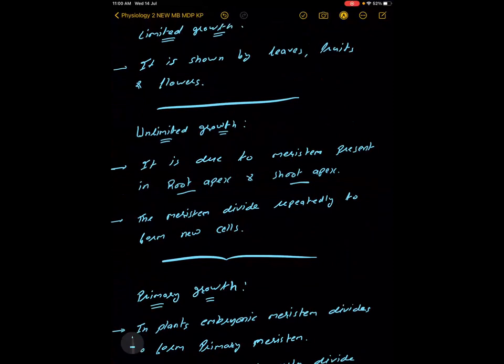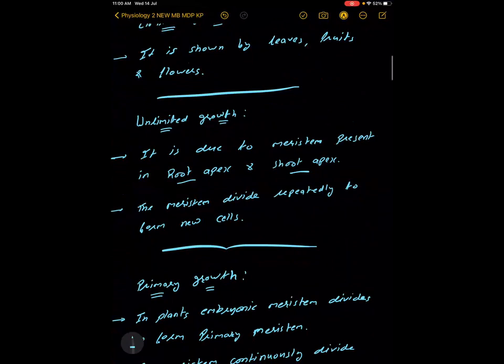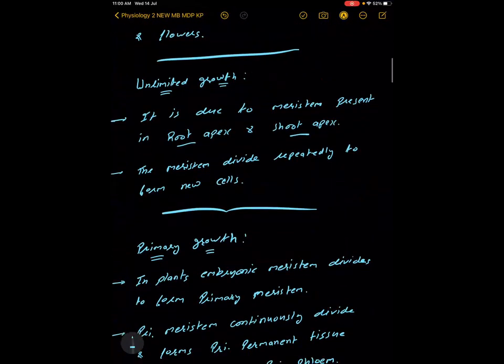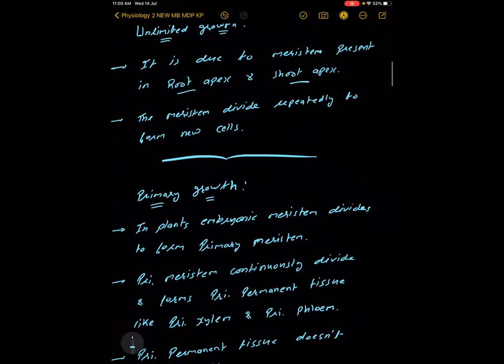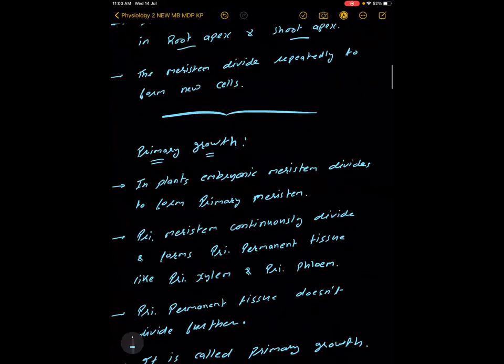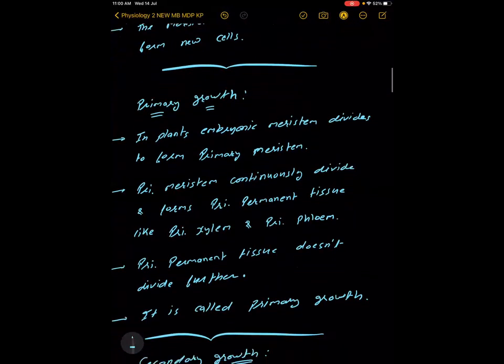Limited growth means after a certain period the meristem is completely dead, or you can say the meristem is converted into mature cells, so no growth after a certain period. Leaves, fruits, flowers show limited growth. But unlimited growth is shown by root tip and shoot tip, that is root apex and shoot apex. Here apical meristem is always present and dividing continuously. That is unlimited growth. Obviously it is slow but continuous.